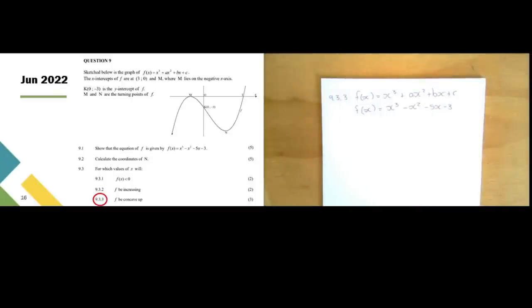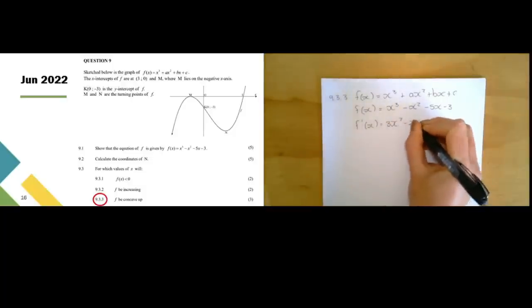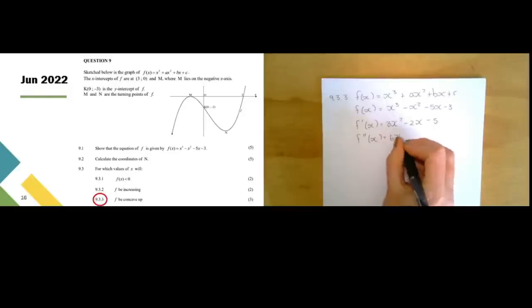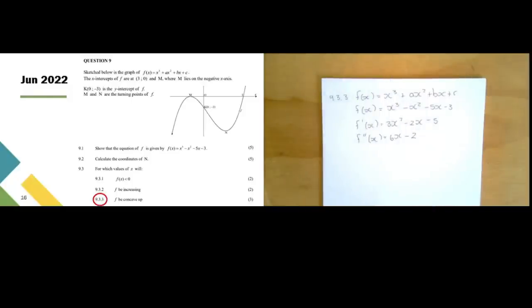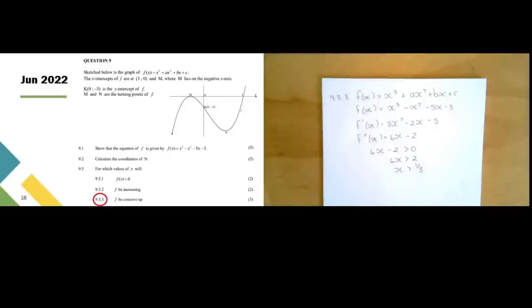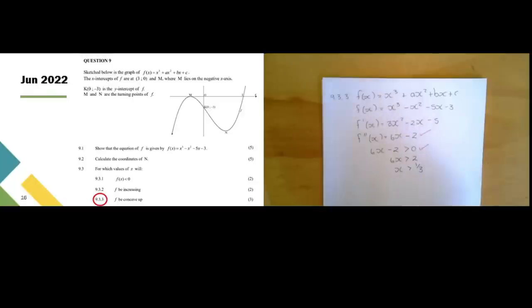Very important tip, grade 12s. If you cannot get the equation, but they've asked you to show it, you can use it in the next questions. So I now have to show for which values of x this graph will be concave up. Concavity has to do with my second derivative. Our first derivative, f prime x, would be 3x squared minus 2x minus 5. Our second derivative would be 6x minus 2. They're asking me concave up. For concave up, my second derivative must be greater than 0. So 6x is greater than 2 and x is greater than a third. This question counted 3 marks. Where did the 3 marks go? It went for calculating the second derivative, saying it's greater than 0, and then getting our final answer that x is greater than a third.